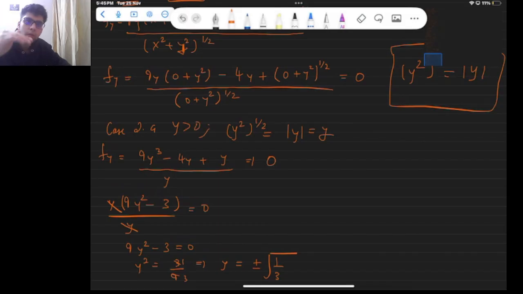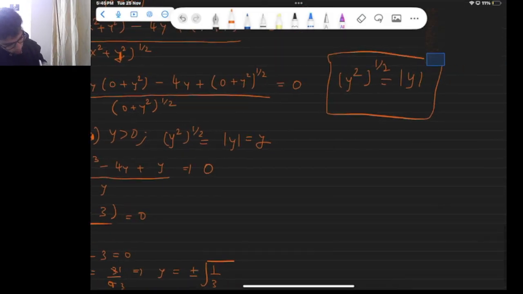Therefore, the root of y square will be mod of y, and mod of y will give me y, because y is positive. So there is no need to attach a negative sign outside. Y is greater than 0. This is my case A of my case 2. So this is a sub case, 2A. Now moving on to 2B.